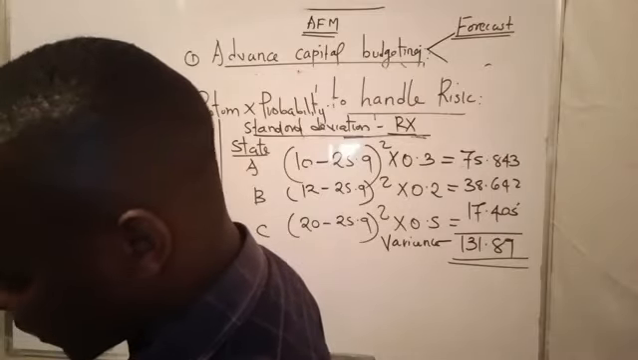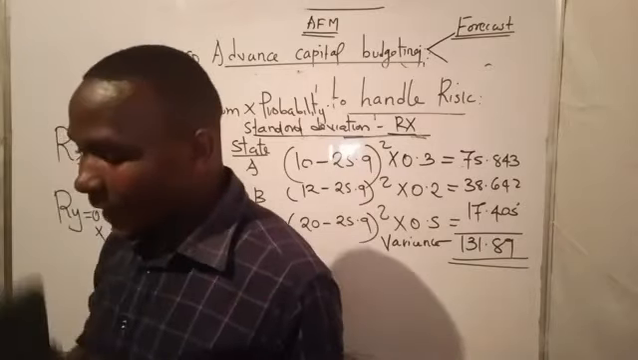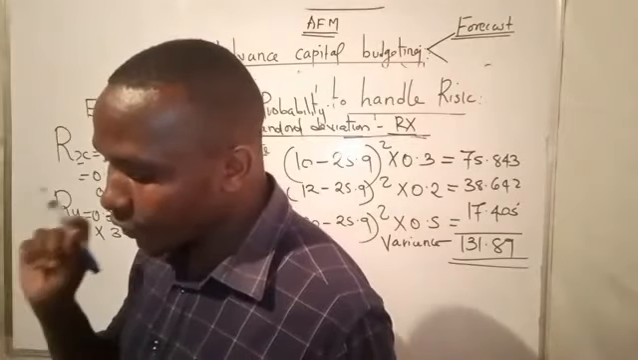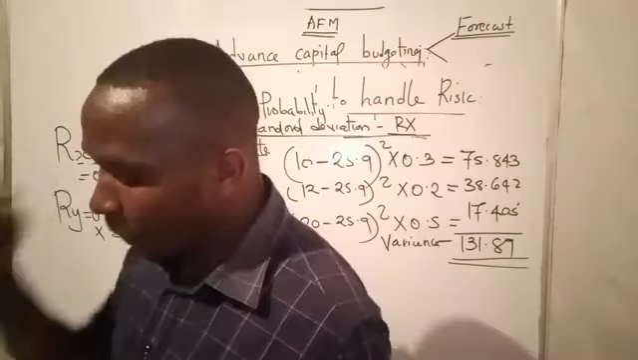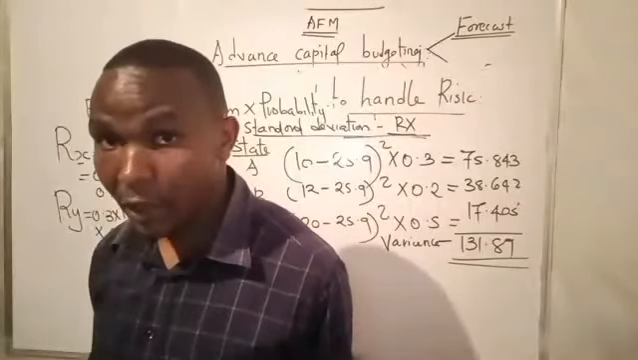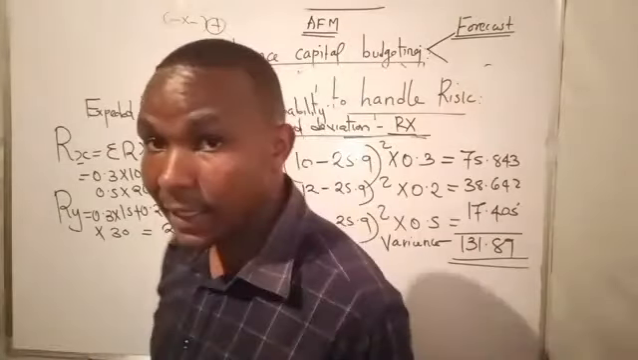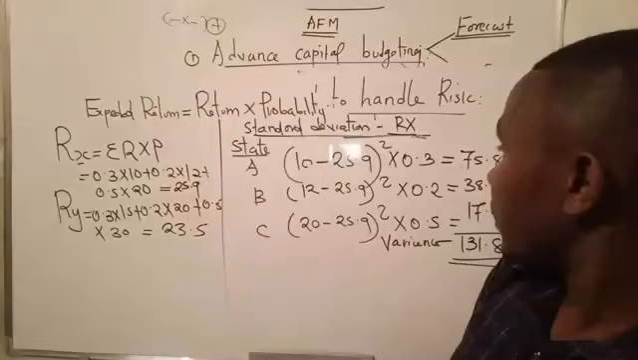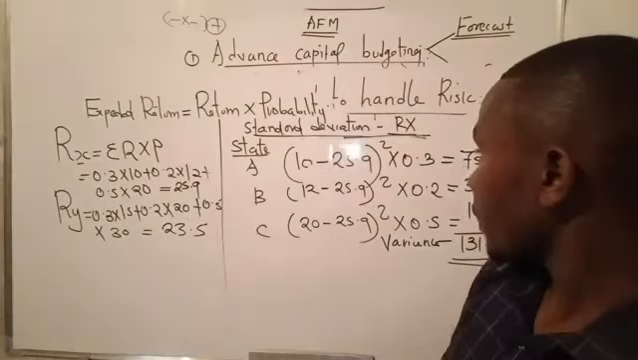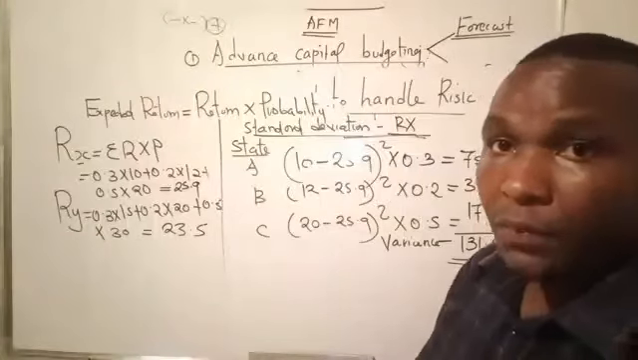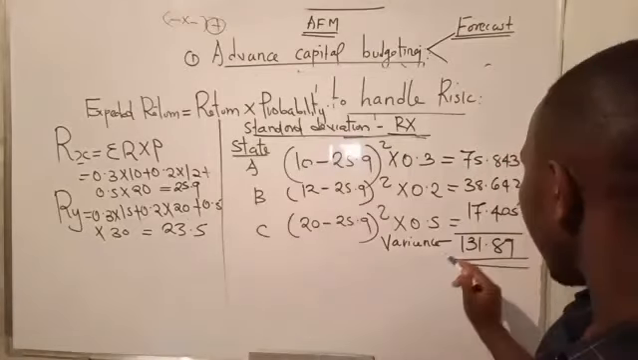Wait, the first one I had got negative. There is no negative, because there is a square. If you get that negative, 10 minus 25.9 gives you negative, right? You square it: negative times negative becomes positive. So there is nowhere you will get a negative. Okay. We are together. Once you get the variance, the total is the variance.